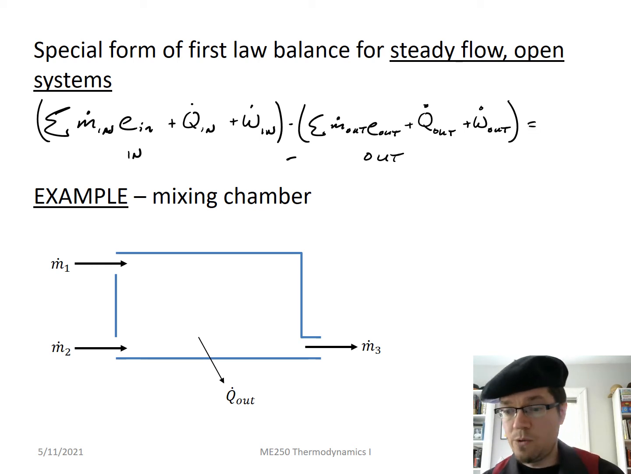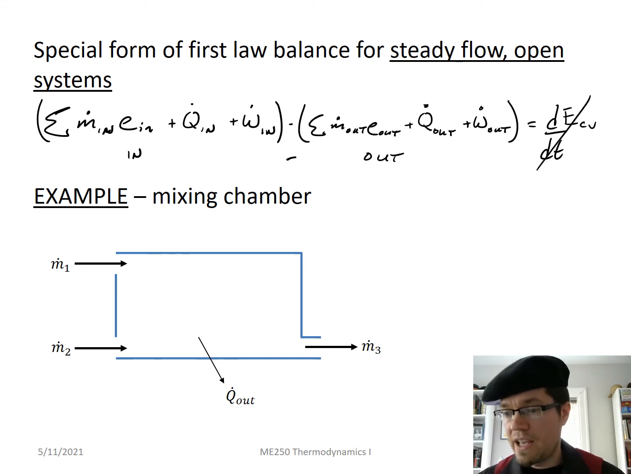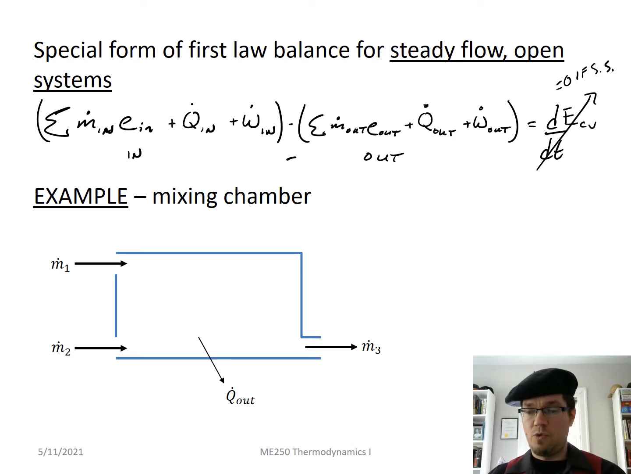So that is equal to the rate of change, d by dt, of energy in the control volume. Well, but we said steady state, or we said steady flow. If it also happens to be steady state, this is equal to 0. And at that point, you can just move one of the brackets to the other side and you get what flows in must flow out. That's something you know, right?